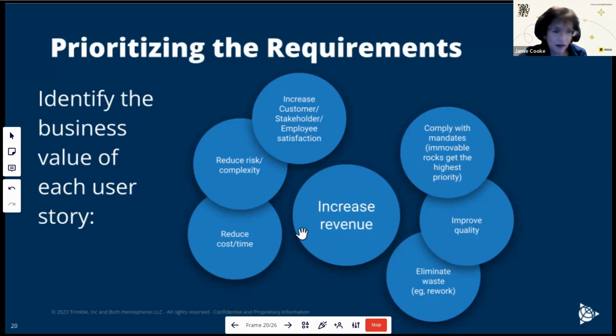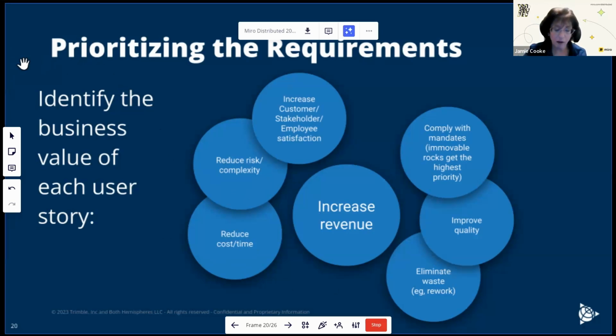Reducing cost or time. It's the corollary to increasing revenue, is reducing the amount you have spent of that revenue that you've earned. Complying with mandates. There's an argument that says this is an immovable rock. No matter what else you build in the solution, if it is not compliant, if it can't go live, then nothing else you do is important. So that's the highest priority. It improves quality. Again, the risk management, that's the opposite side of it. Or it eliminates waste, rework and miscommunication, which is the reducing cost and time. So identifying the business value is not exclusively increasing revenue or decreasing overhead.